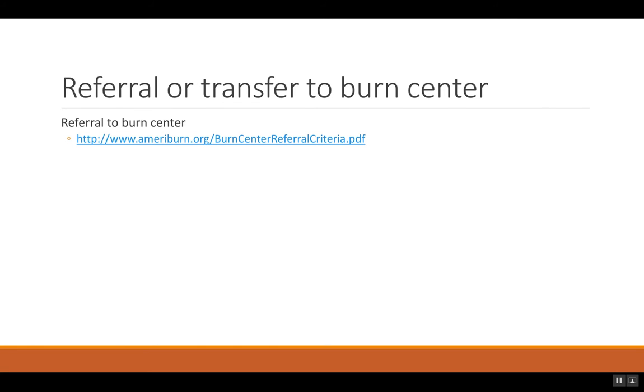And here's the referral to a burn center. It's actually also on page 1809, chart 62-2. But this is another external link that'll talk about when we refer patients. So it's anytime they have a partial thickness burn that covers 10% of the total body surface area or greater, burns that involve the face, hands, feet, genitalia, perineum, or major joints. Any third-degree burns would need a referral.